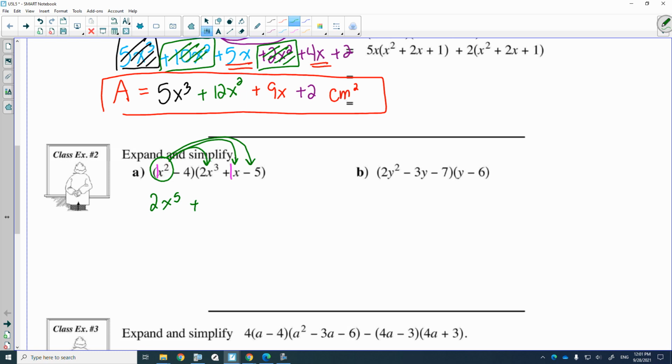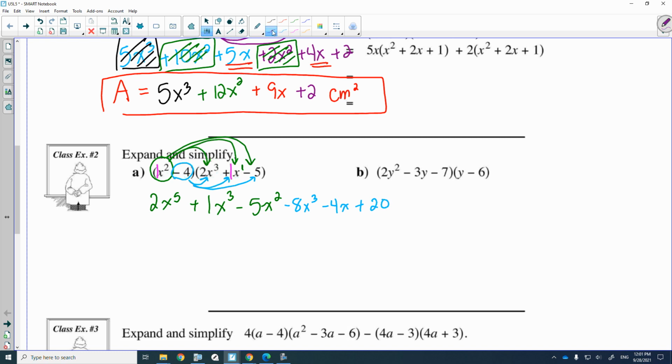Plus 1 times 1 is 1. And I'd have 2. Oh, sorry. How many x's would I have here? Yep. X to the power of 3 minus 5x squared. Then go to your negative 4 and get that distributed inside. Negative 4 times 2x cubed is negative 8x cubed. Negative 4 times 1x is negative 4x. And negative 4 times negative 5, 2 negatives will give you a positive, and you'd have 20.